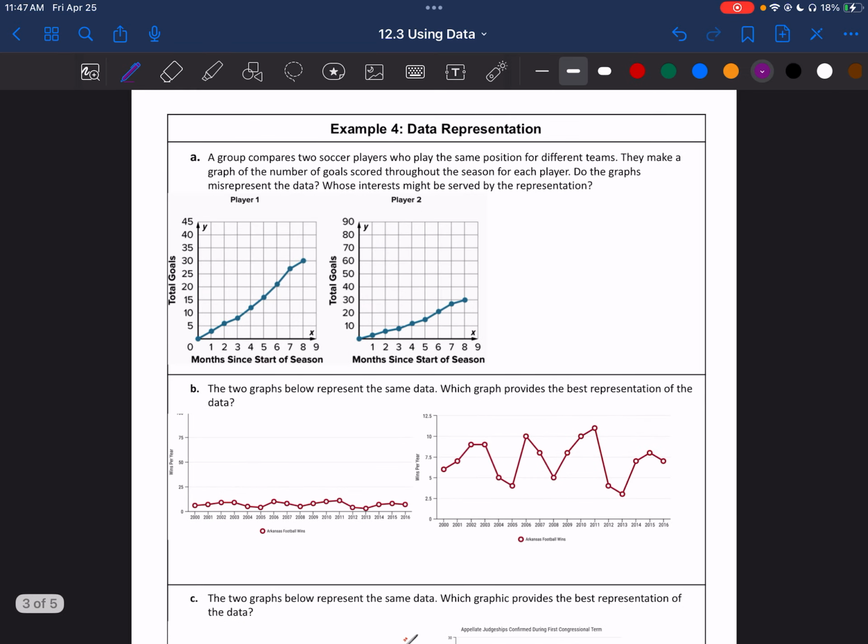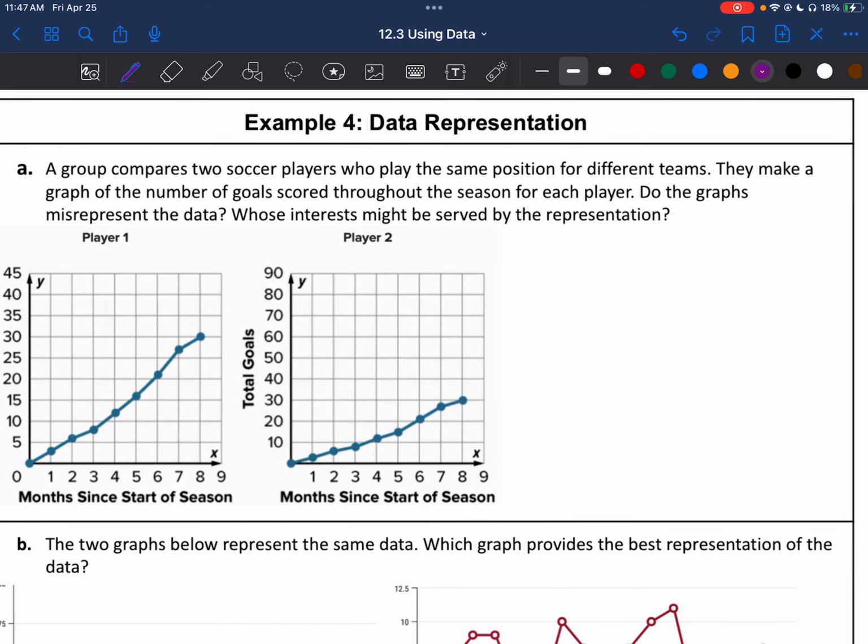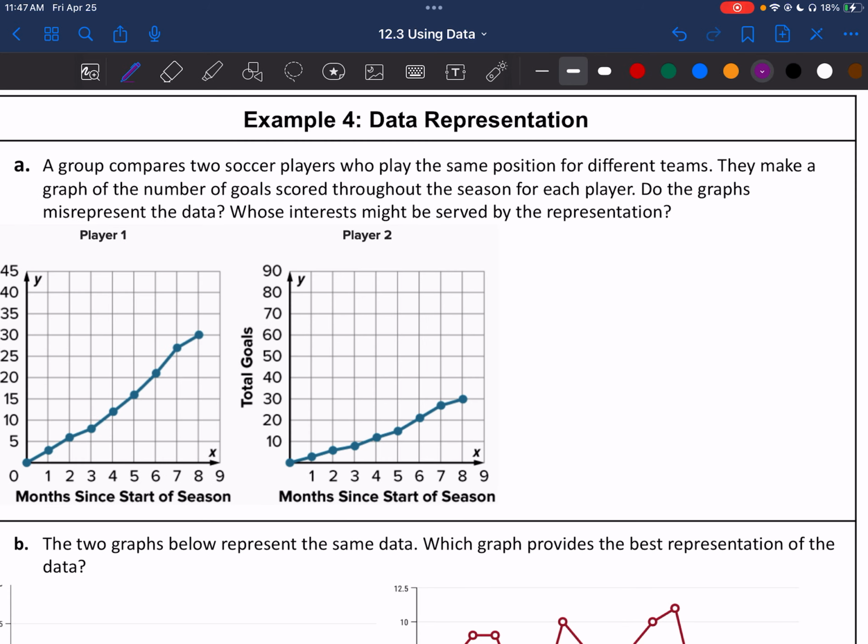All right, let's take a look at example 4, data representation. Representing data is a very fine process. You need to make sure you do it without bias. How can you make a bias in a graph? Well, we're going to see some examples of bias in graphs.